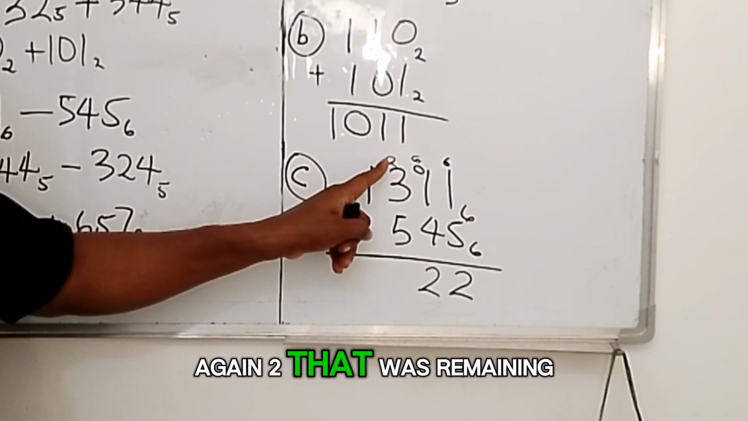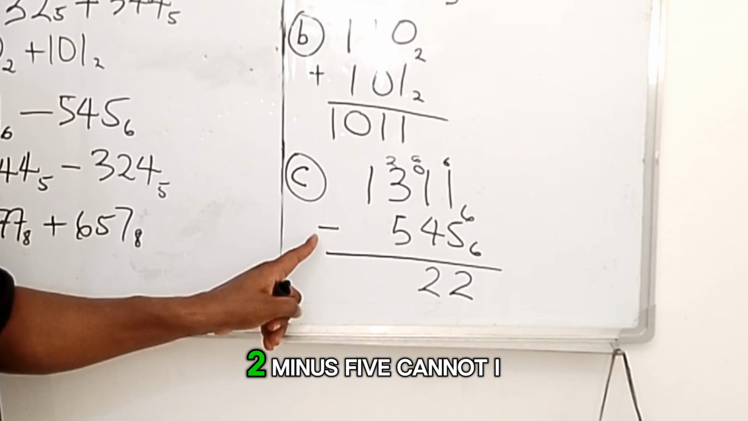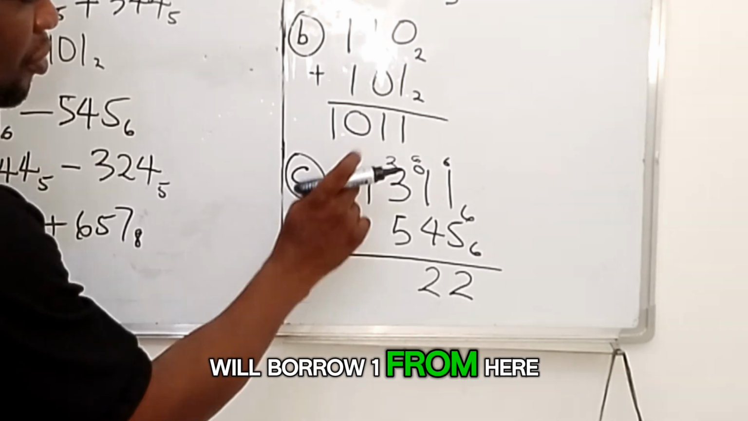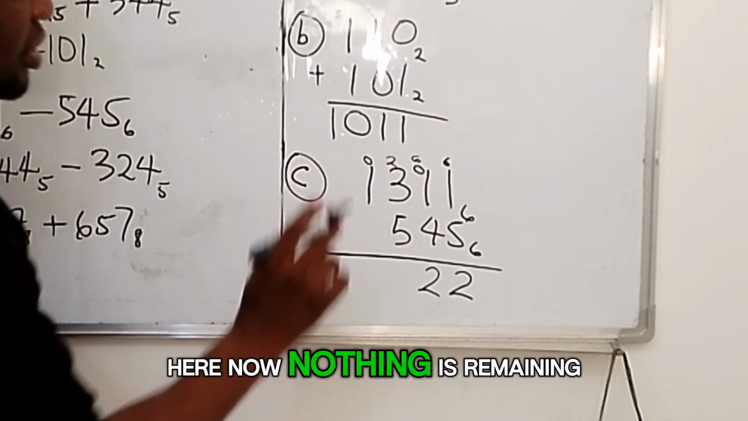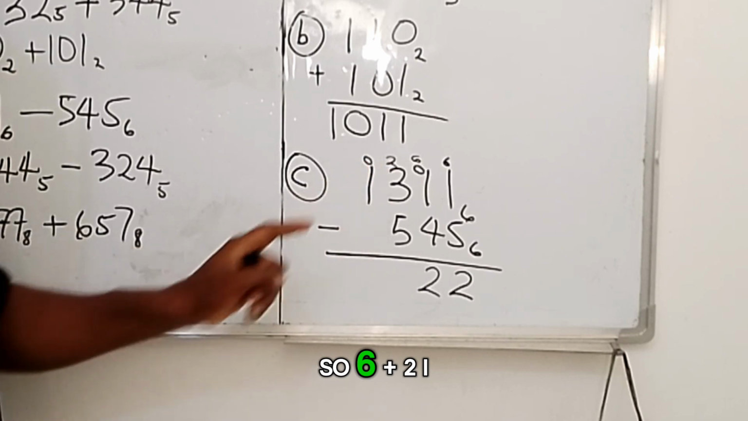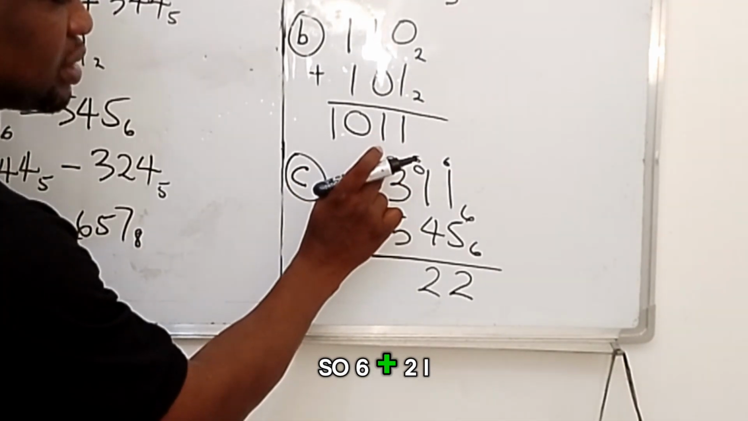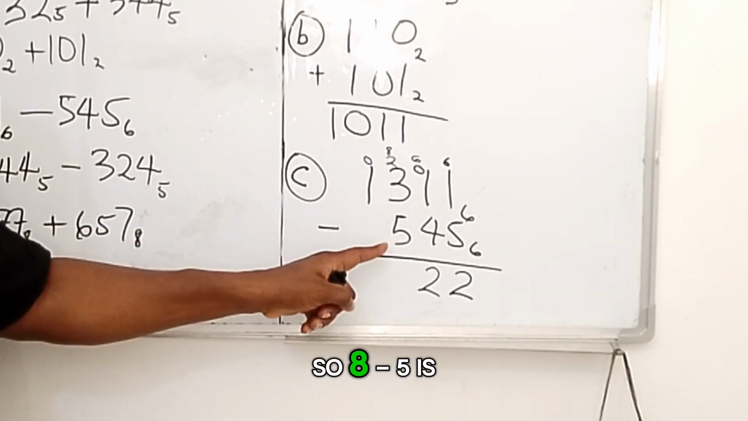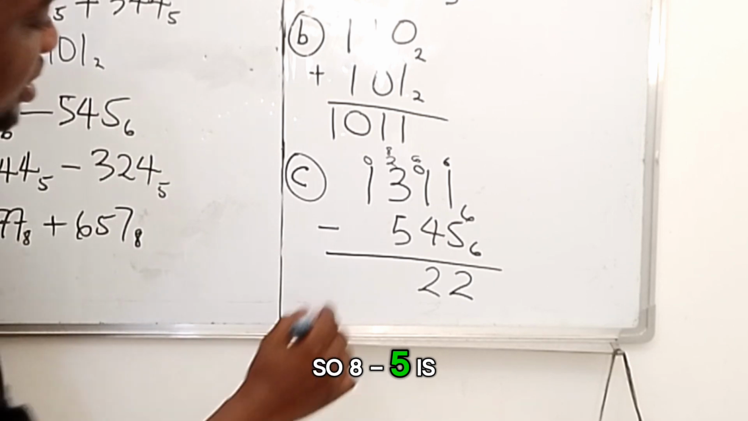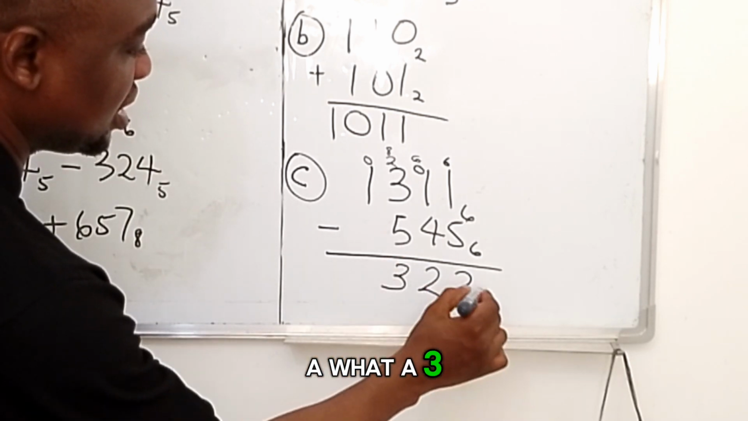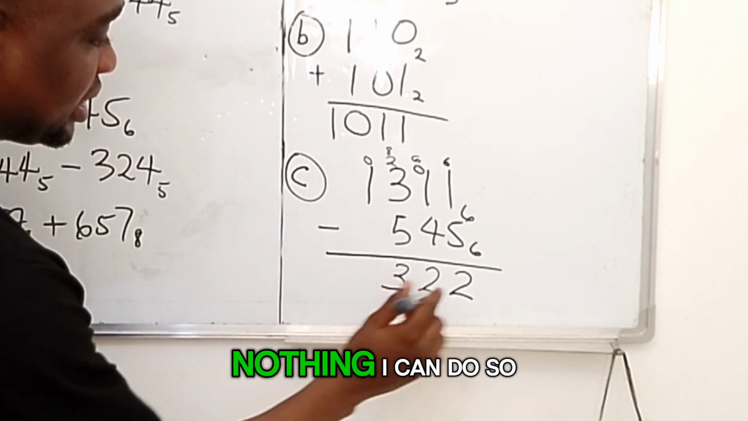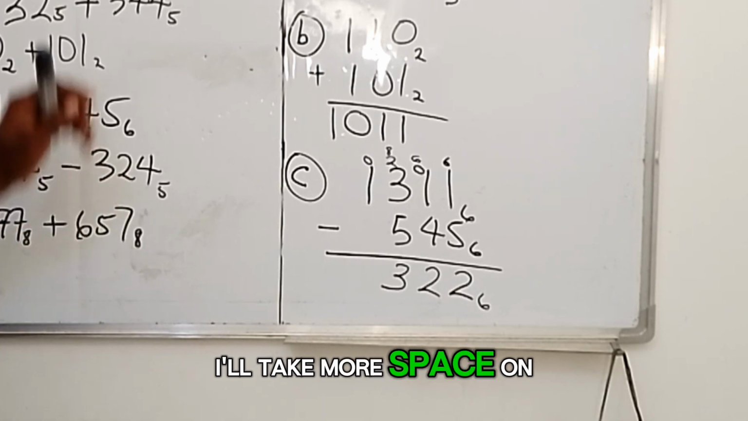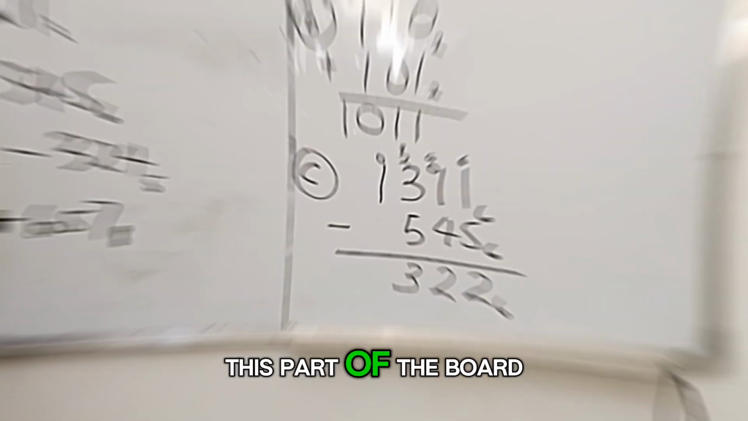Again, 2 that was remaining here, 2 minus 5 cannot. I will borrow 1 from here. So I have a 0 here now. Nothing is remaining. So 6 plus 2, I have 8 here now. So 8 minus 5 is a what? A 3. And since there's nothing here anymore, nothing I can do, so this is in base 6. I'll take more space on this part of the board.